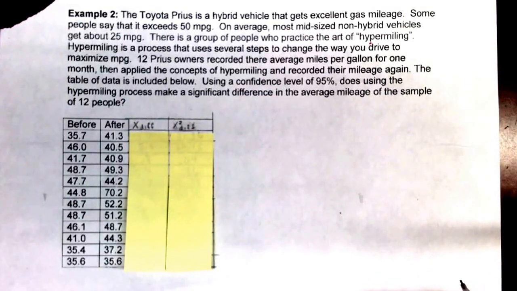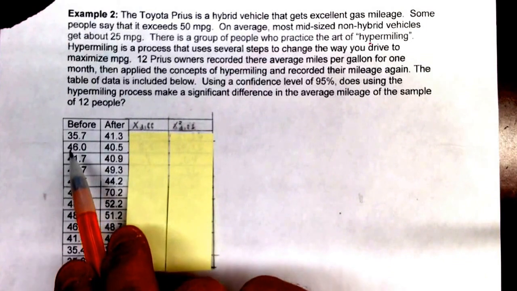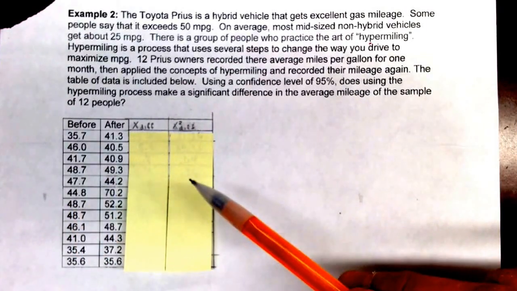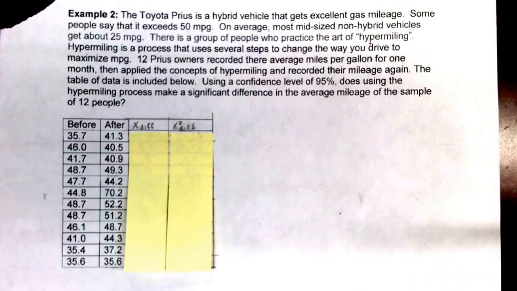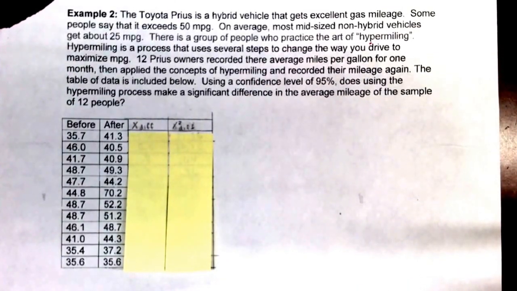So we're looking at this one here. We're going to do a t-test in just a moment. This is the problem I gave you for homework, where the Toyota Prius is a hybrid vehicle and it talks about getting gas mileage, and we're seeing if the hypermiling makes a significant difference before and after. I've covered up these because I've already pre-calculated these just to save some time. When I get to that part, you can pause the video, do your math, and then check it afterward, okay?